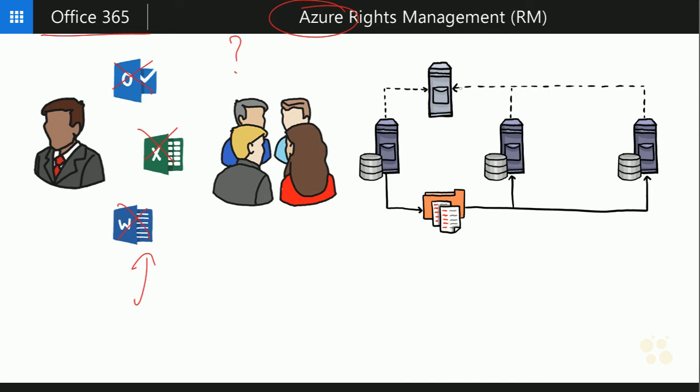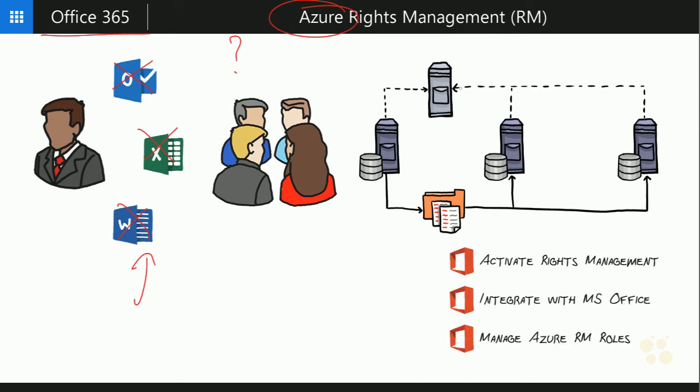In order to get it set up and get it working here inside of your organization, you're going to need to first activate Rights Management inside of the admin console. It's really easy to do. And then you need to integrate it with Microsoft Office. Basically, the clients, the people who want to protect documents, will have to connect to the ARM server from their Microsoft Office installation. And then finally, we need to manage the Azure RM roles, the two administrator roles for Azure Rights Management, and these are going to be done via PowerShell.